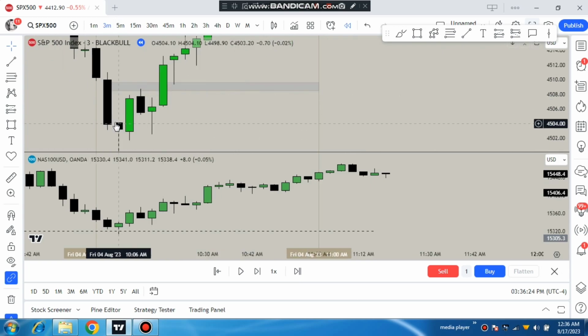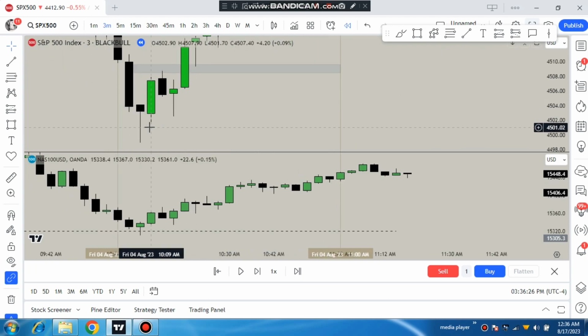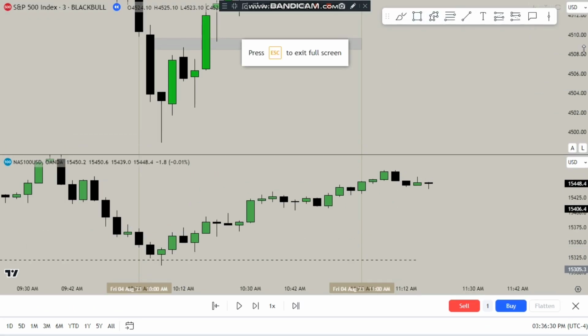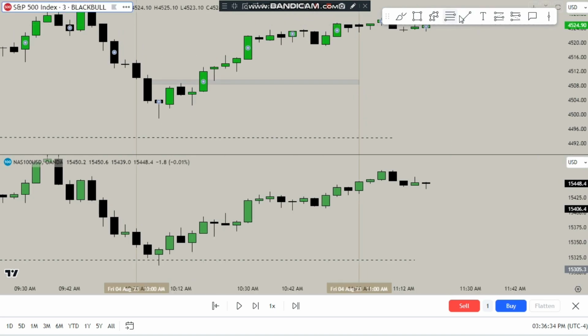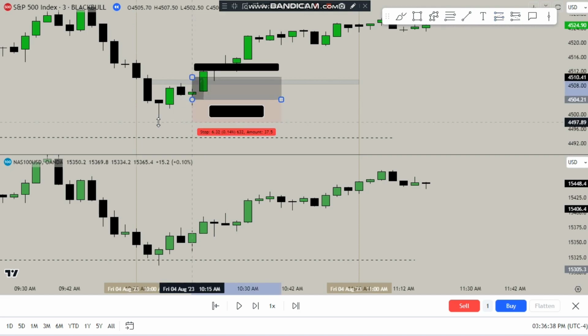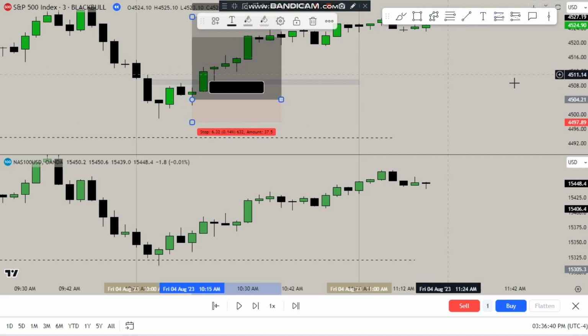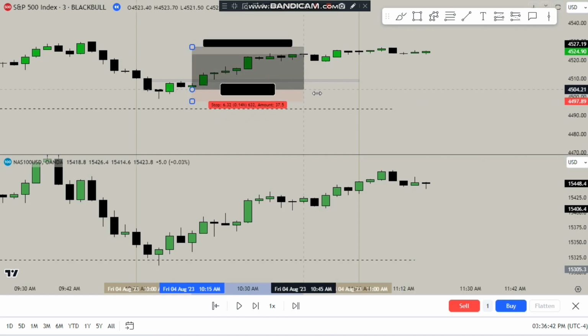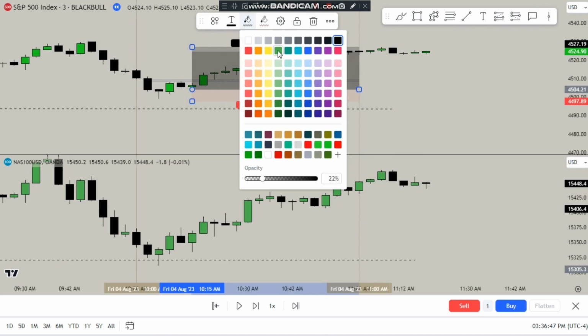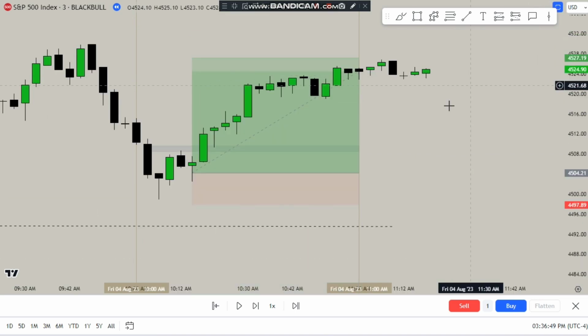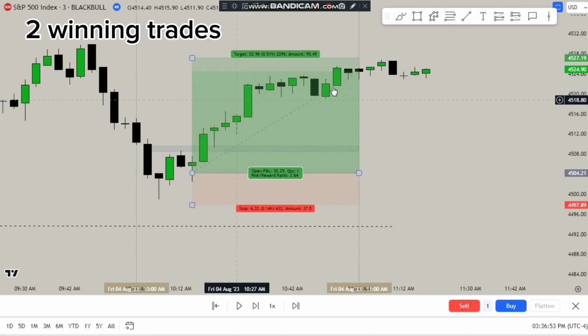So you can see that after this divergence, the gap got filled on the 3 minute. Okay, you can see this is the fair value gap. It got filled on the 3-minute, so your stop loss is below the swing low, and we got our second winning trade on this strategy. Let me change the color to green. So far we got 2 trades on this strategy, and both are winning trades.